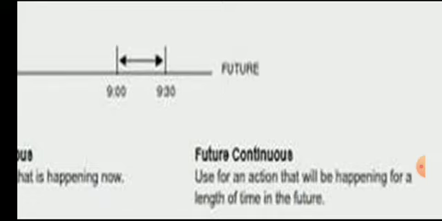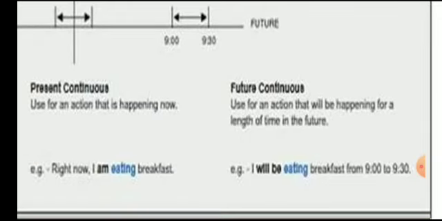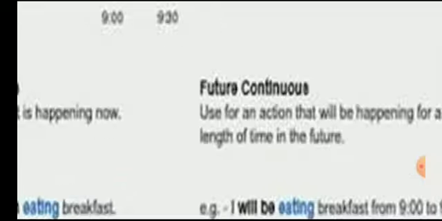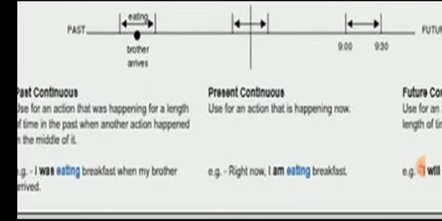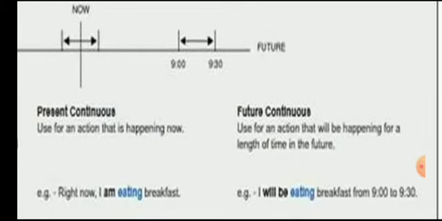Just see future. Future continuous is used for an action that will be happening for a length of time in the future. I'll be eating breakfast from 9 to 9:30 a.m. So for continued action, we will be using continuous tense. To indicate the continued action in the present, it is present continuous, in the past, past continuous, and in the future, it is future continuous.